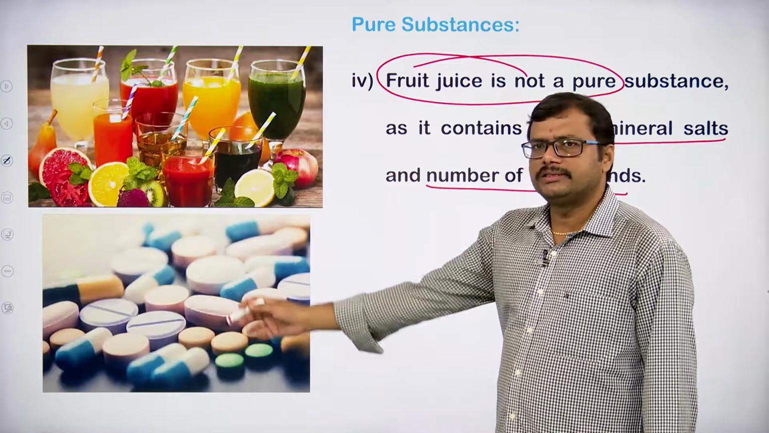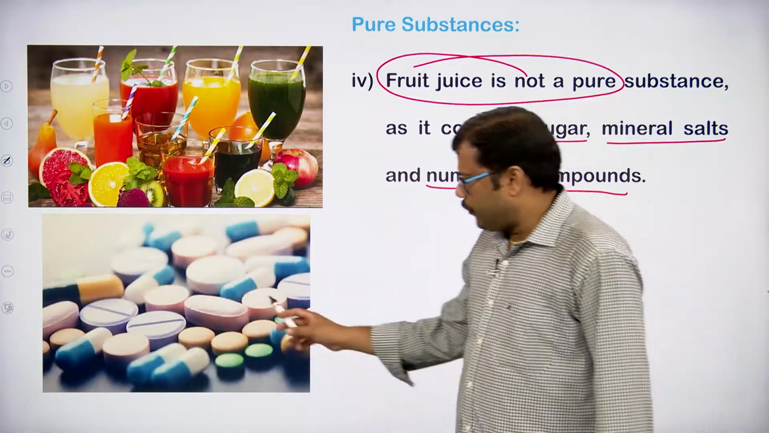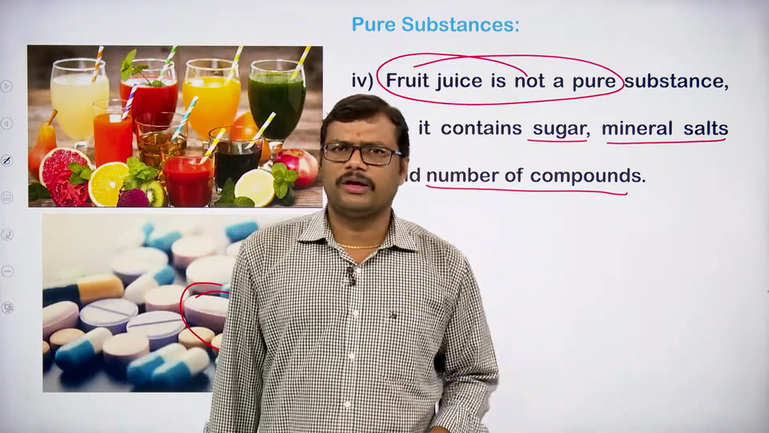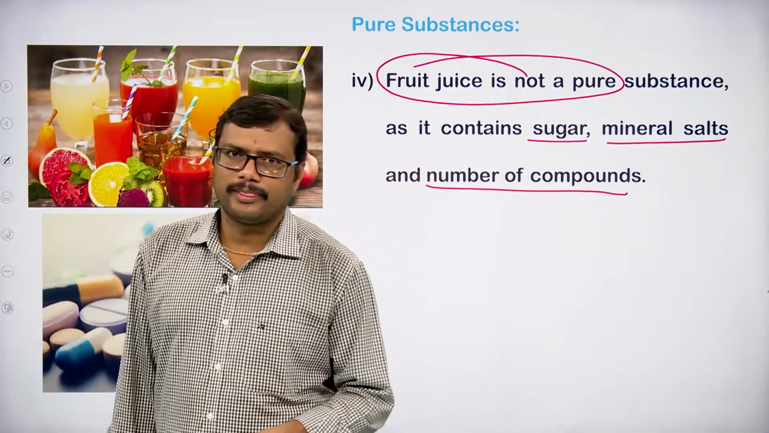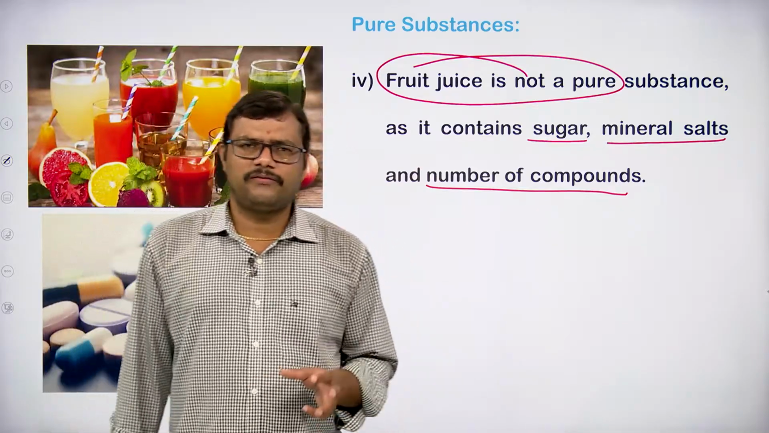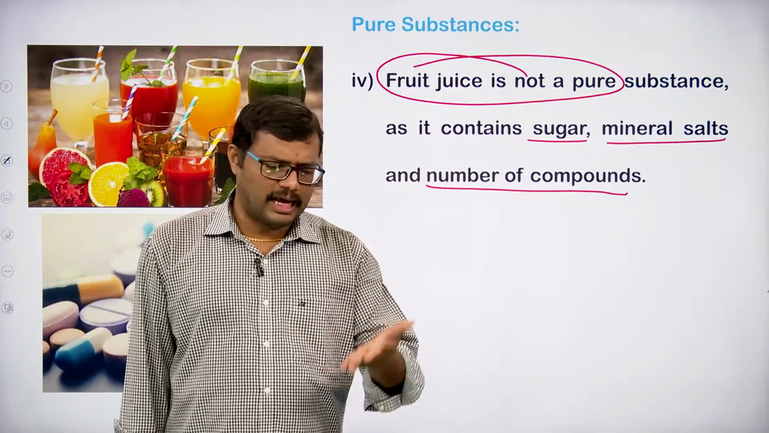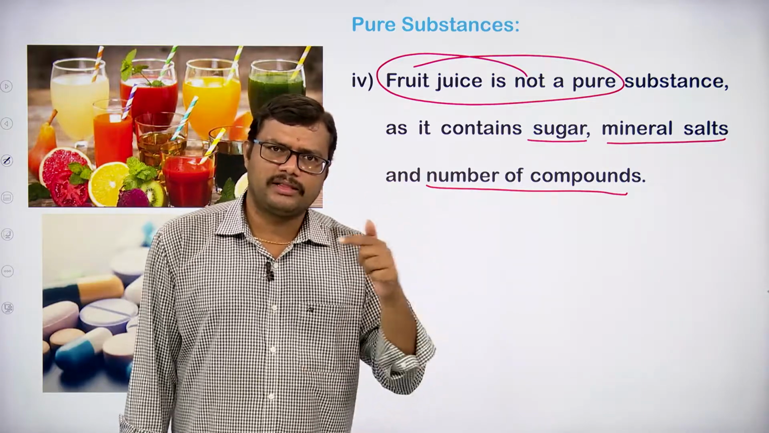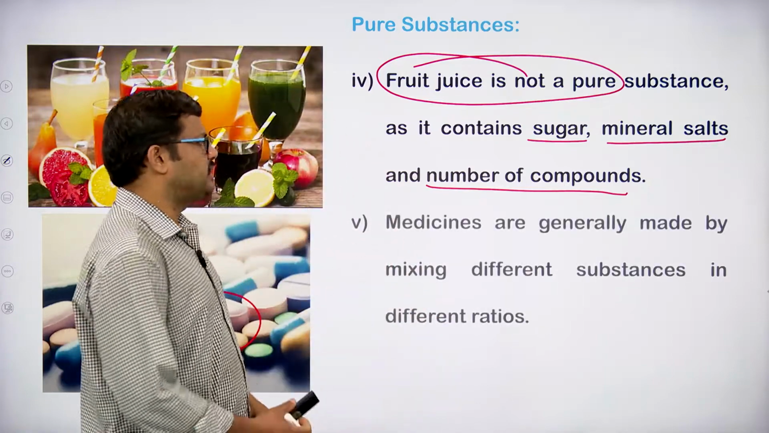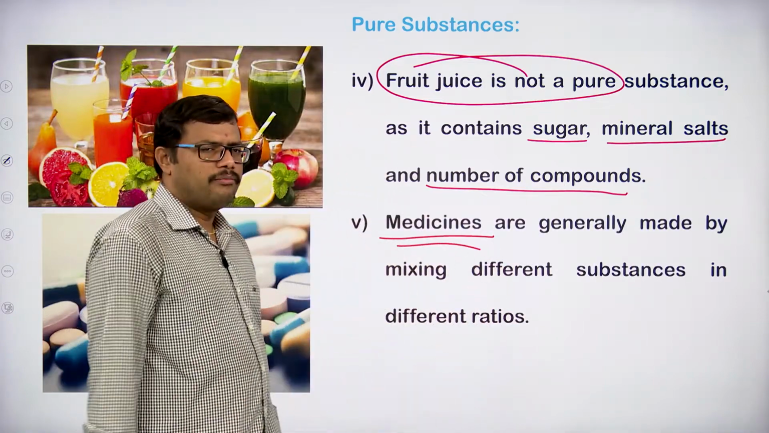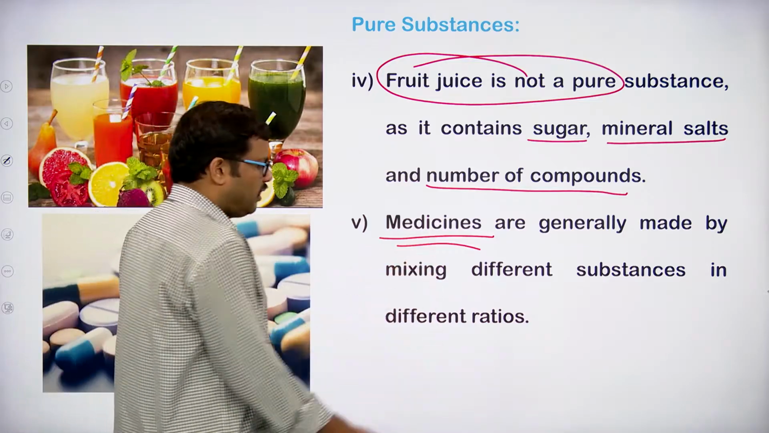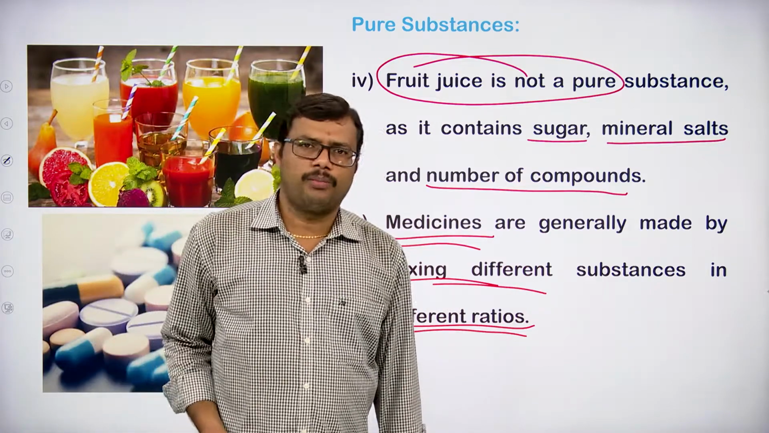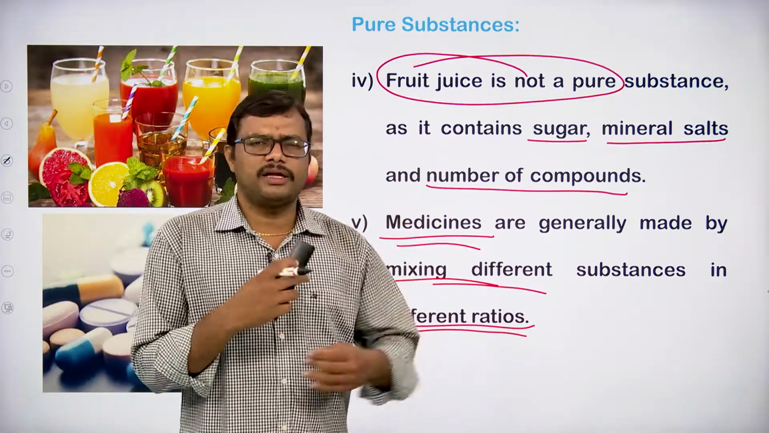One more thing: medicines. If you take any tablet, it looks very pure, right? Generally, we take only pure components as medicine, right? But if you get a chance to look at the composition, take the strip of tablets or the packet of syrup and observe the components present. It will have a mixture of three to four components. So medicines are generally made by mixing different substances in different ratios. Because of the presence of different substances, medicine is also not a pure substance. It is a combination of two or three.